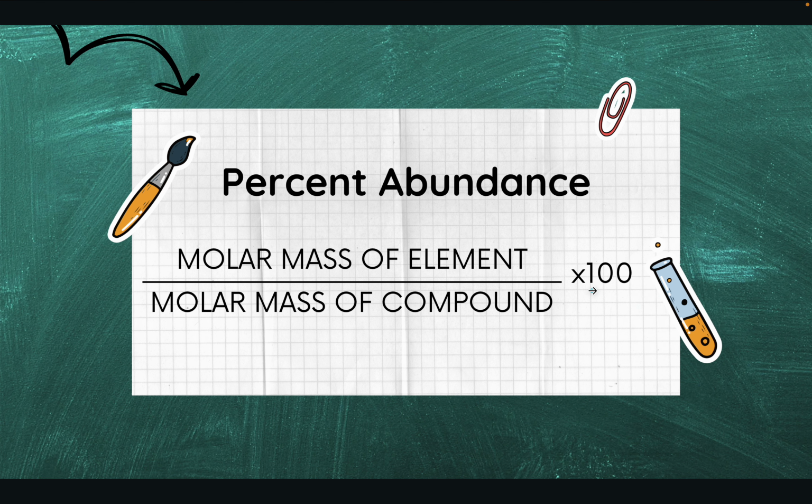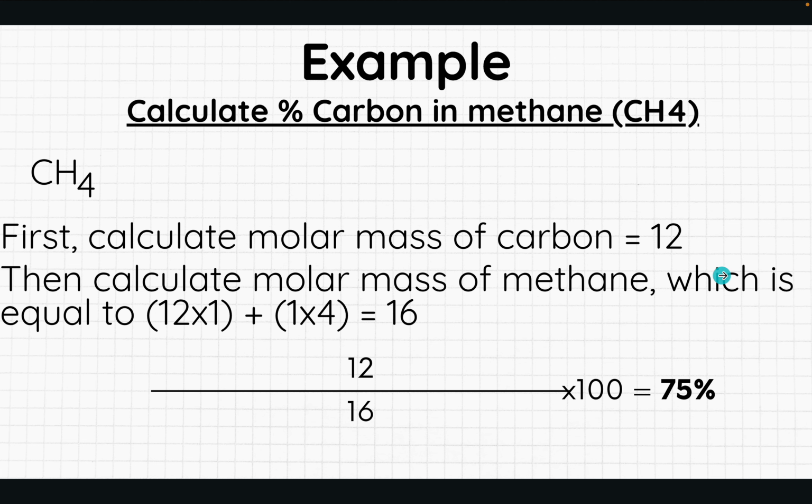Now let's discuss percent abundance. Percent abundance is quite literally the easiest thing in this entire unit. You just do the molar mass of the element divided by the molar mass of the compound it's part of, and multiply that by 100 to make it a percentage. For instance, let's calculate the percentage of carbon in methane, which is CH4.